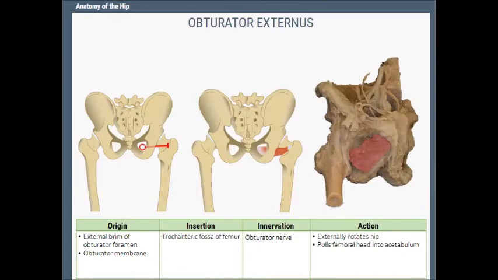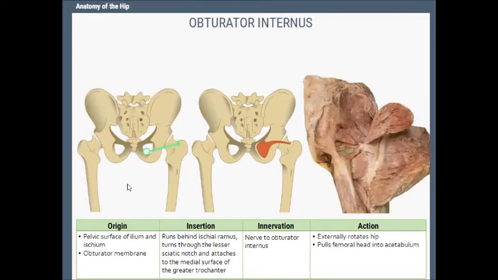Next one is obturator internus. Obturator internus originates from the pelvic surface of ilium and ischium, also from the obturator membrane. It runs behind the ischial ramus, turns through the lesser sciatic notch and is attached to the medial surface of greater trochanter. The nerve supply is the nerve to obturator internus. Action will be externally rotating the hip, pulling the femoral head into the acetabulum. This also helps in the strengthening of the hip joint.